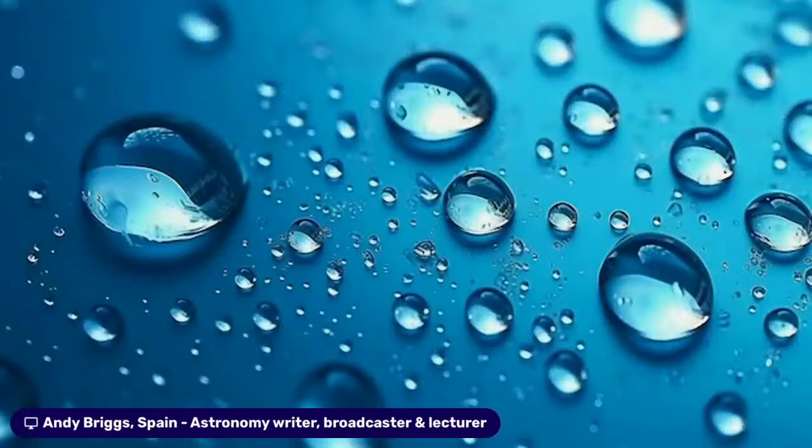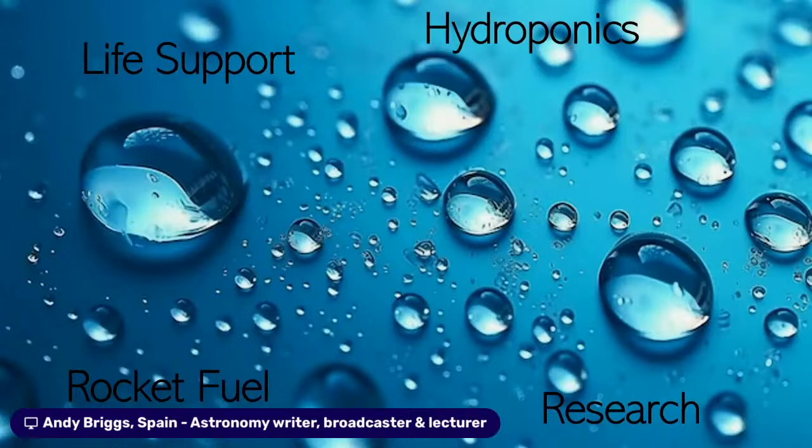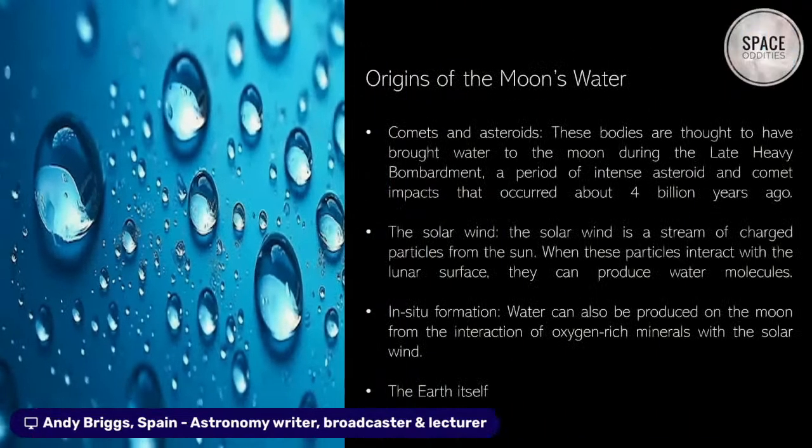Now, if you can get at that water, what does it do for you? What would you use it for? Well, astronauts would use it for all sorts of things, but obviously to survive, for life support. They would use it for hydroponics, to grow plants on the moon. And they would use it for rocket fuel, because you can split the water into oxygen and hydrogen and make rocket fuel out of it. And of course, they would use it for general research about the moon. But there would be other things, I'm sure, that people will think of as well. So it's very, very interesting.